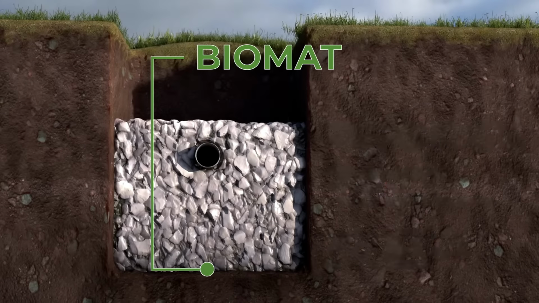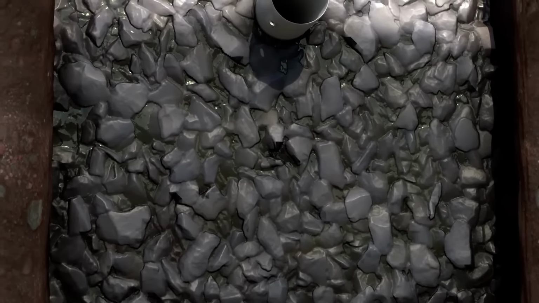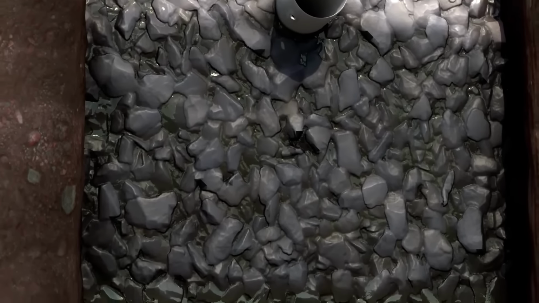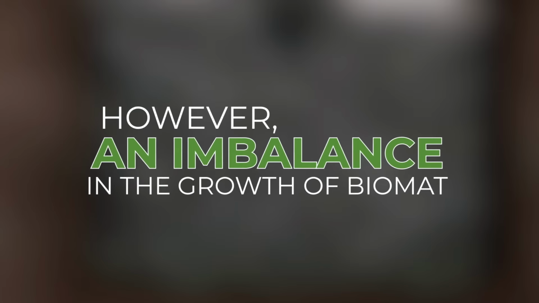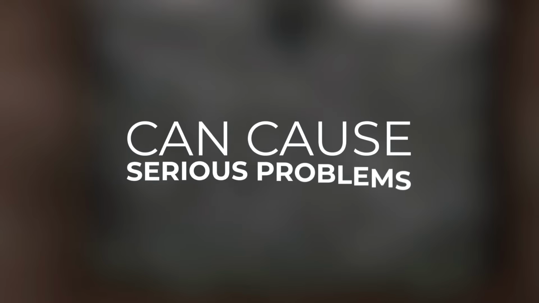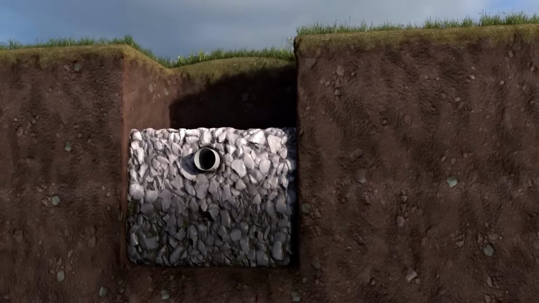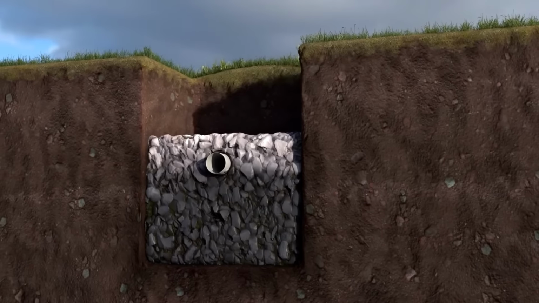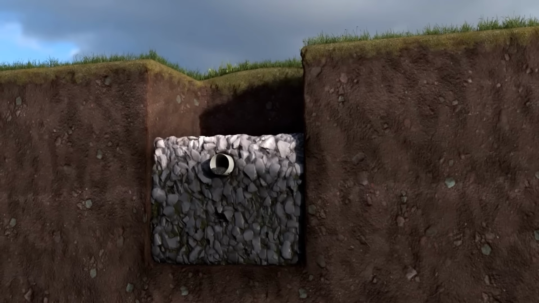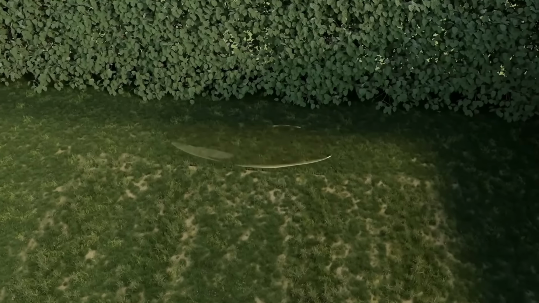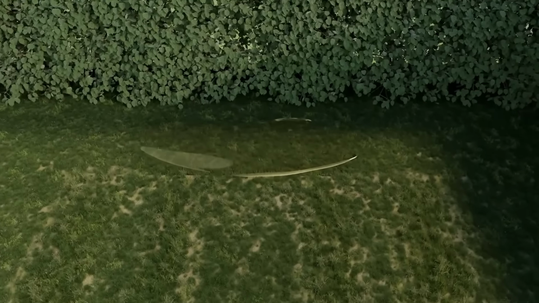BIOMAT is not normally harmful to the system. On the contrary, it helps to further filter the wastewater by slowing down the infiltration rate and retaining the organic matter before the water enters the soil. However, an imbalance in the growth of BIOMAT can cause serious problems. The more the black gelatinous sludge accumulates in the trenches, the more difficult it will be for the wastewater to infiltrate and then percolate into the soil. Even a small hydraulic surcharge can cause sewage backups and potentially spills.